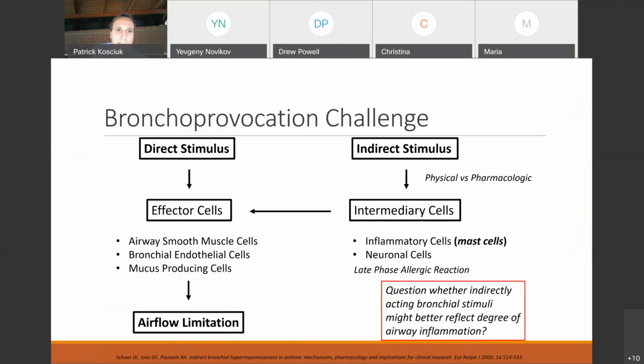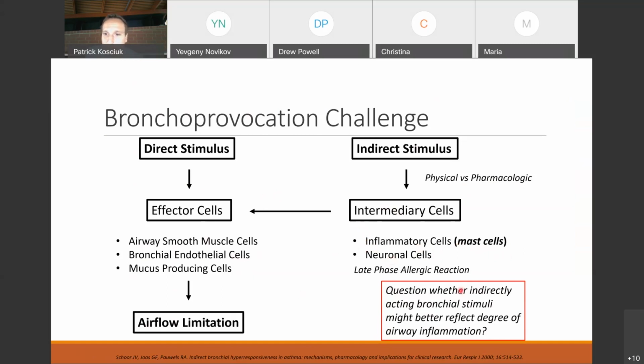Again, I wanted to highlight the bronchoprovocation challenge here. The direct stimulation of the effector cells has to do with the airway smooth muscle cells, bronchial endothelial cells, mucus-producing cells, and results in airflow limitation. Some argue that maybe there's a better degree of airway inflammation if we don't act directly on the effector cells and we act on intermediary cells here. And these are mast cells, again, very classic in essentially an allergic phenotype, right? That acts on eventually the effector cells, or whether the neuronal cells are acting on them.